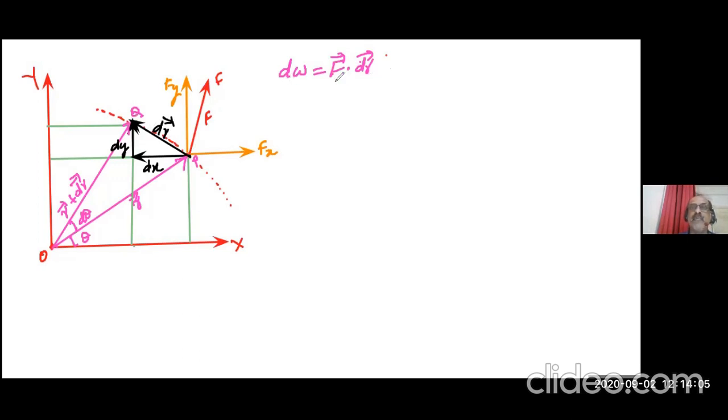But here the problem, force has two components. Dr is also having two components. Therefore we can write F is equal to Fx i plus Fy j, and dr is equal to i dx plus j dy. Any doubt? No, sir.